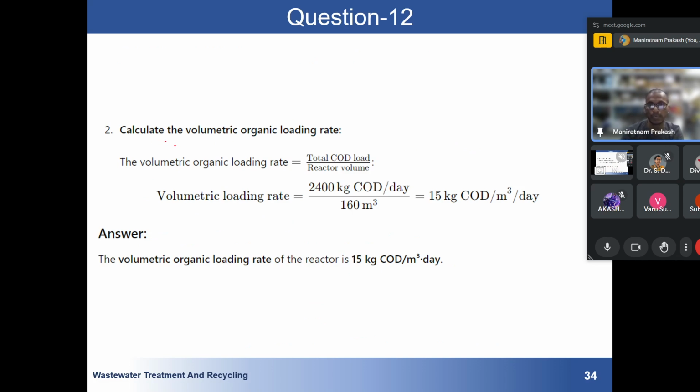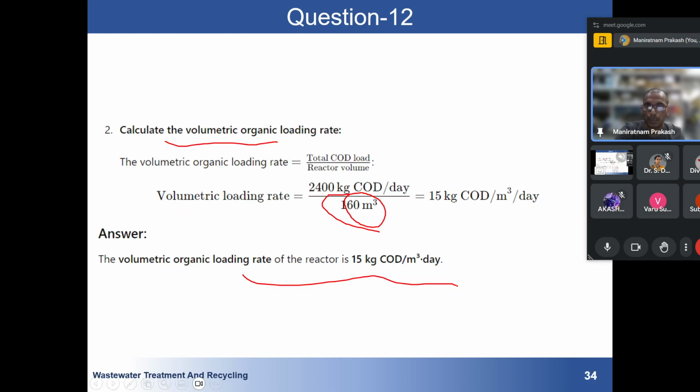Now we have to find the volumetric organic loading rate, which means how much COD is coming per volume, and we know that the volume is 160 meter cube. Then the volumetric loading rate will be 2400 divided by 160, that is 15 kg COD per meter cube per day. So the volumetric loading rate of the reactor is 15 kg COD per meter cube per day. This was our answer.